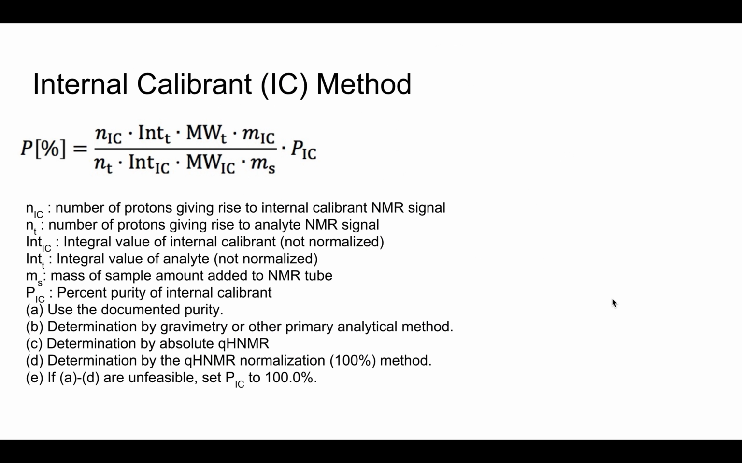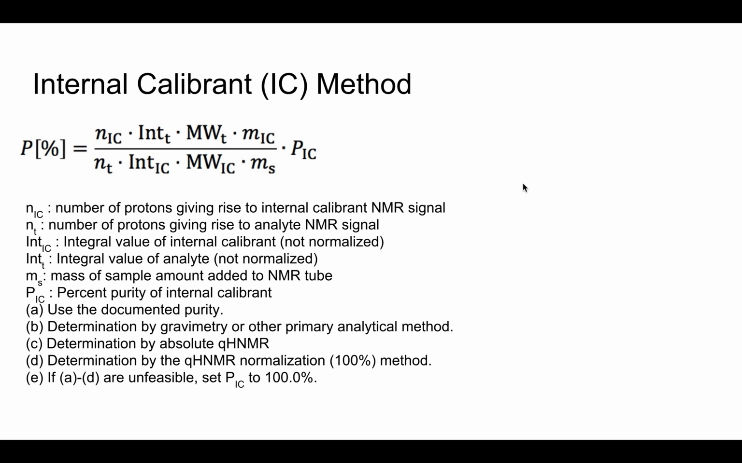Next, let's move on to the internal calibrant method. Now, the goal of this method is to once again calculate the percent purity, but using this formula as provided. We have some new variables that have been introduced, so let's go over each of those. N sub IC is the number of protons giving rise to the internal calibrant NMR signal. N sub T is the number of protons giving rise to the analyte NMR signal.